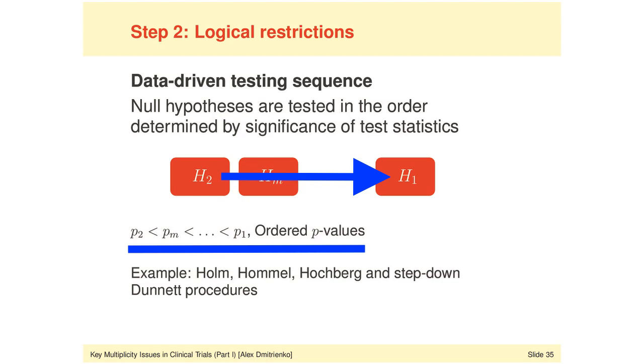We will introduce several stepwise multiple testing procedures based on this type of logical relationships among the null hypotheses. This includes the Holm, the Hommel, the Hochberg procedures in Module C, and then in Module E we will talk about the step-down Dunnett procedure.